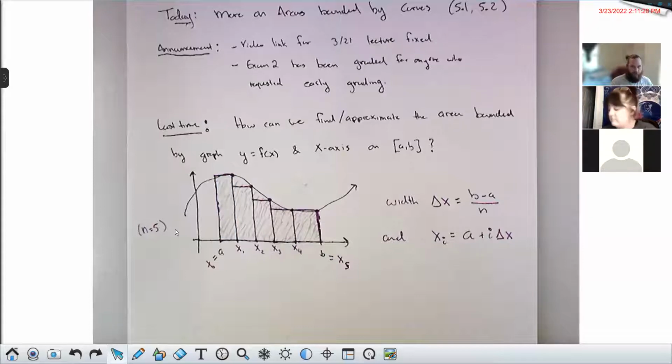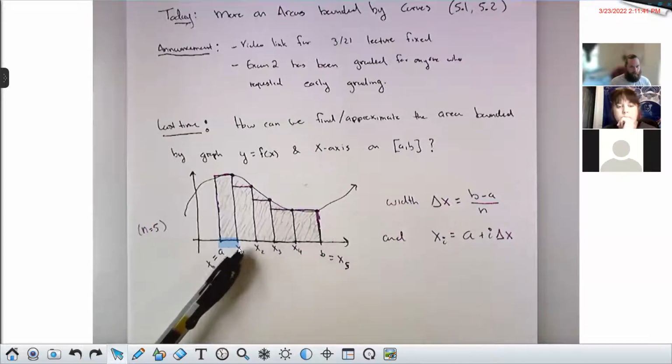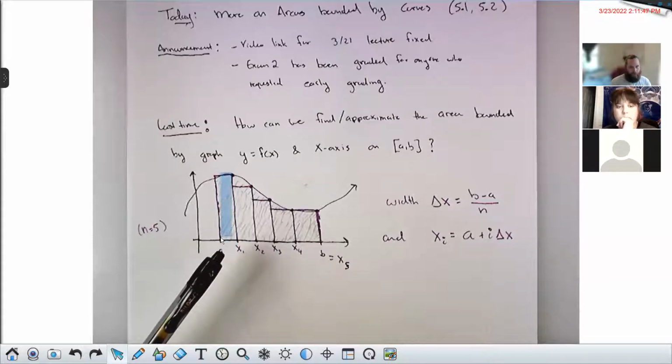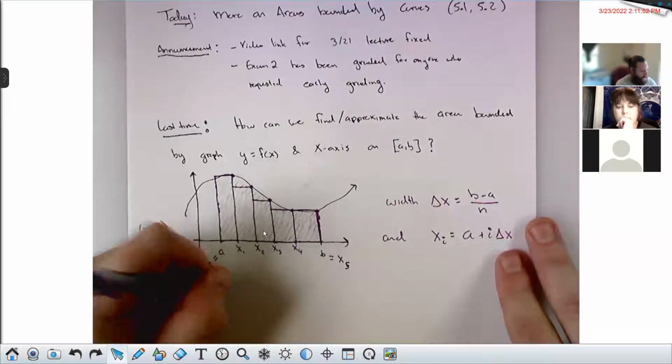As I've done it here, where the height of the rectangle is determined by the value of the function at the right endpoint of the subinterval. So the first subinterval here is from a to x1. The right endpoint of that subinterval is x1. So I let the height of this rectangle be determined by the y value of the function at that right endpoint. This gave us the thing we call Rn.